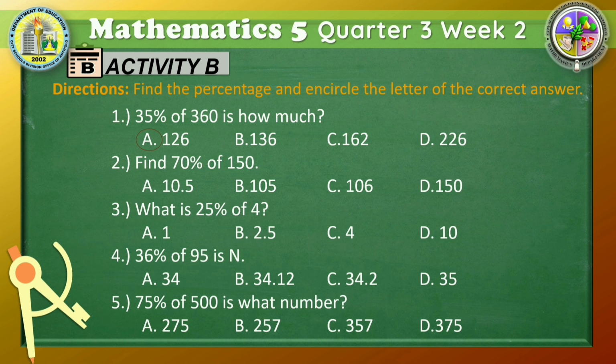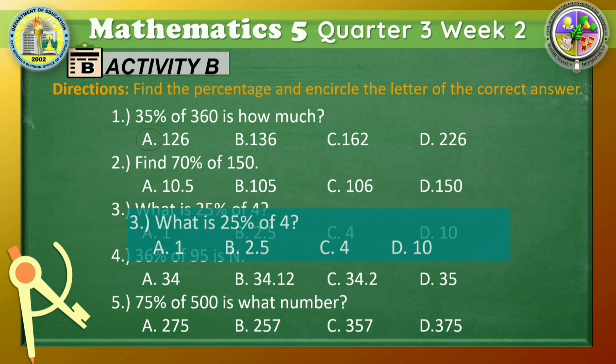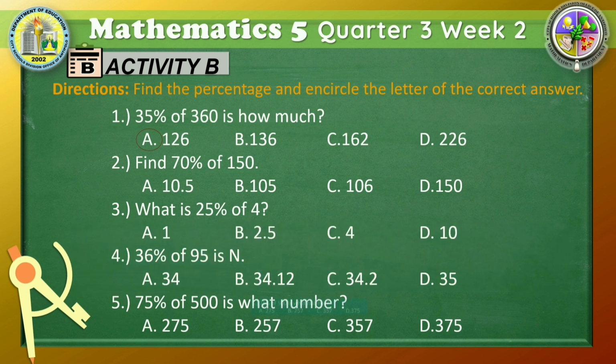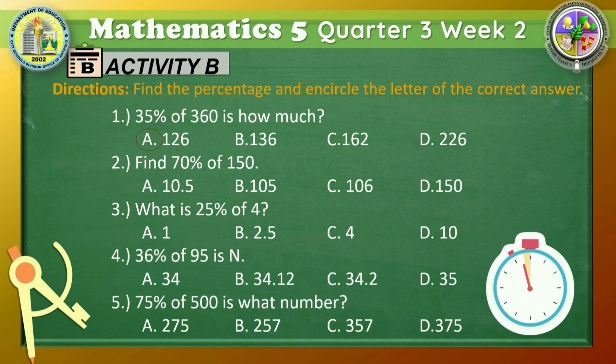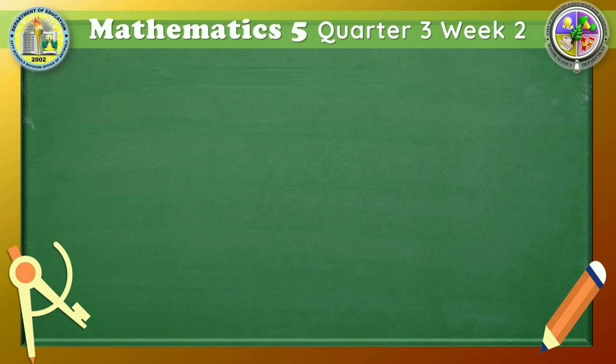Now kids, try to answer number 2 to number 5. You can pause for a while to solve each number. This is number 2, number 3, number 4, and number 5. You have 10 seconds for each number. Let us see. Okay. Time's up. Let us see if your answers are all correct. These are the answers. Did you get all the correct answers? Very good. You're all doing a great job.